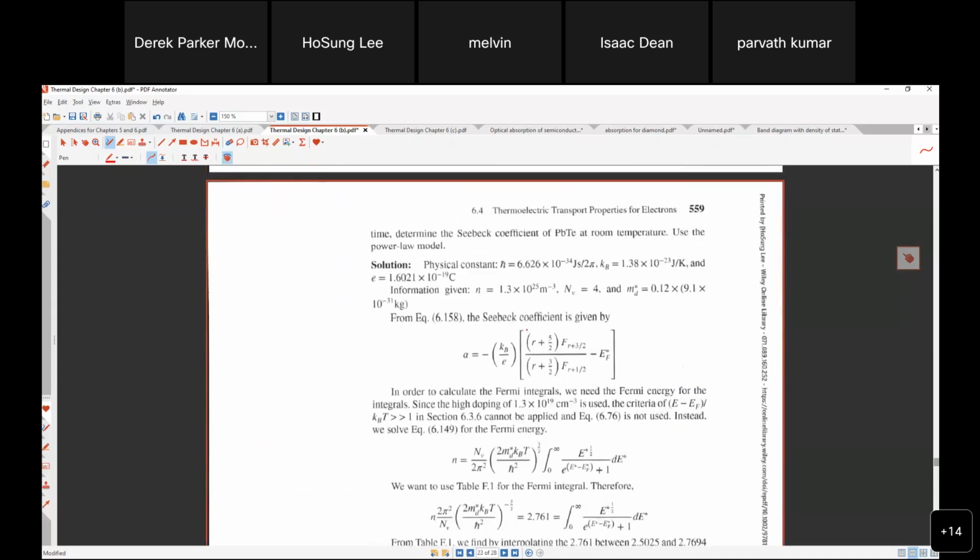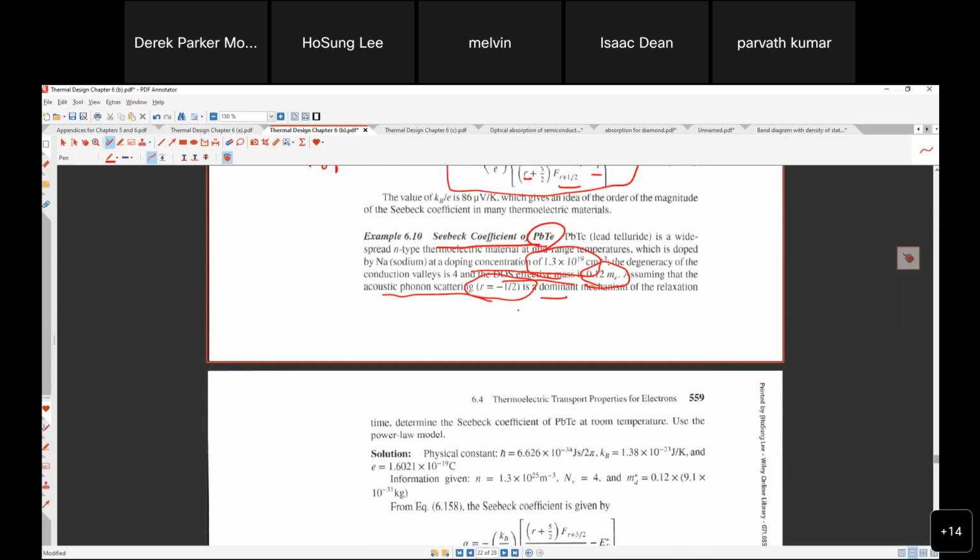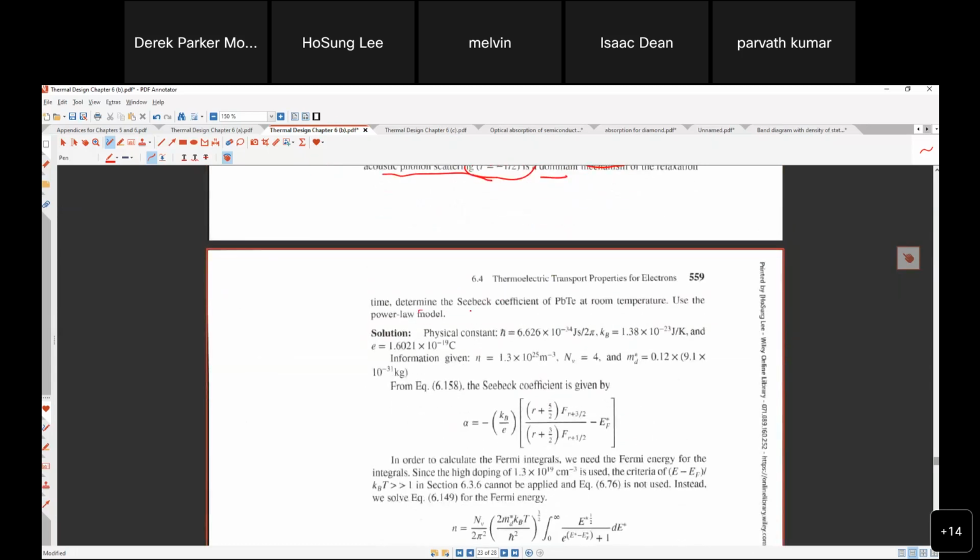So in this example, we would like to compute the Seebeck coefficient of lead telluride, and the doping is given. This is the doping, and the density of state effective mass is given as 0.12. You understand that now, and assume acoustic phonon scattering is dominant. And determine the Seebeck coefficient.